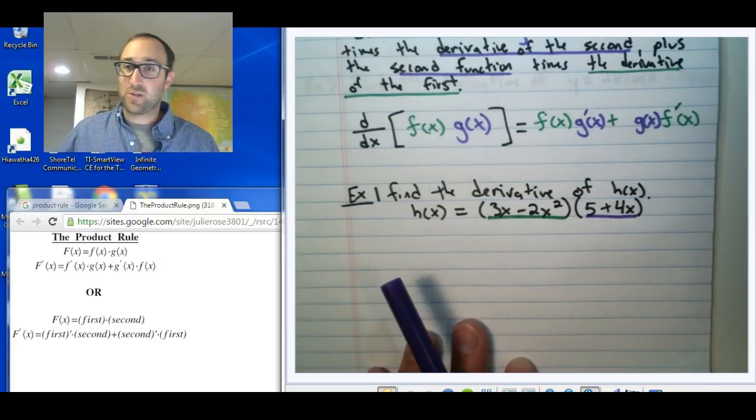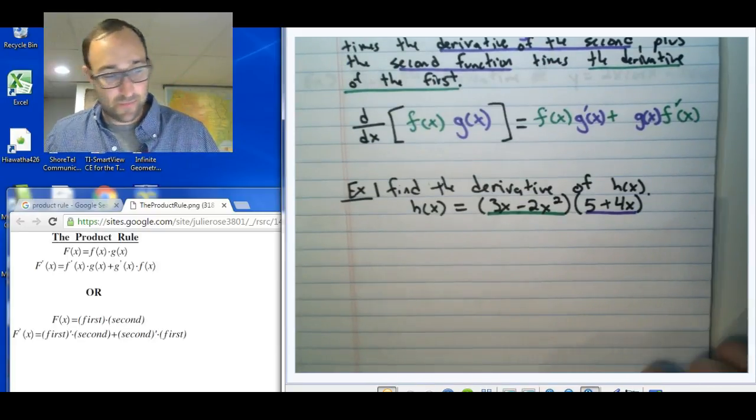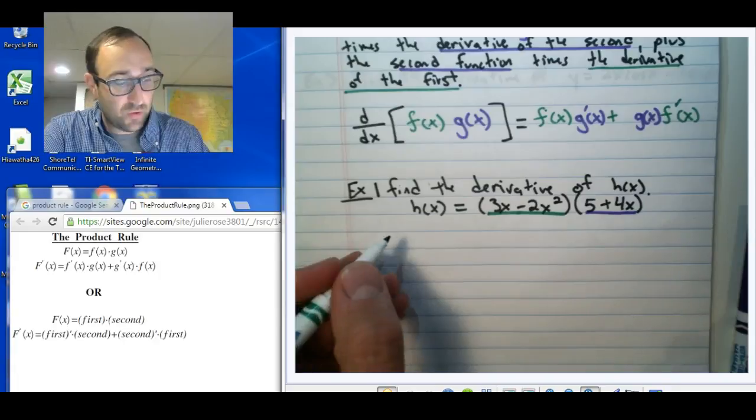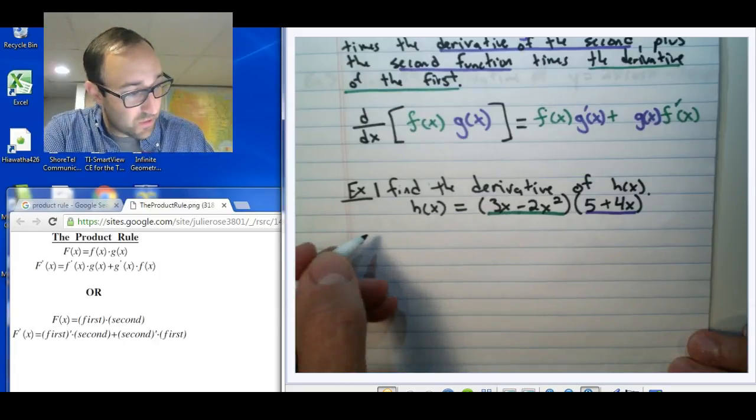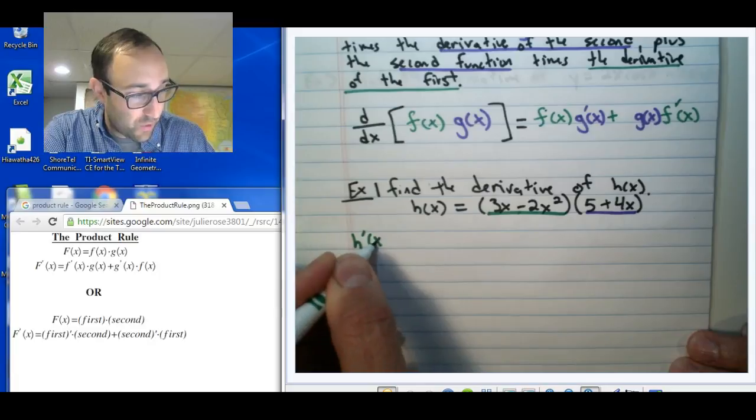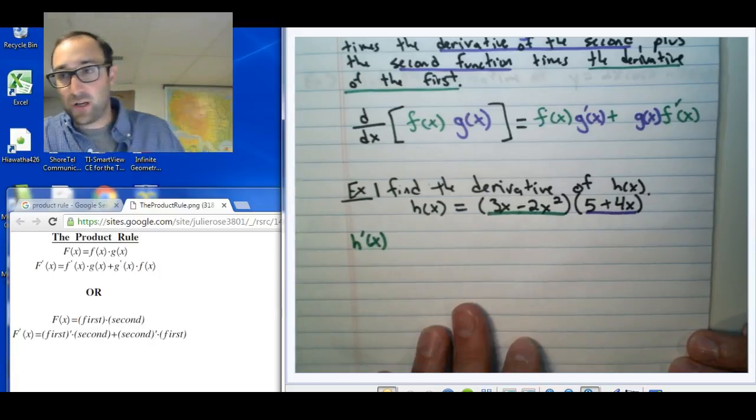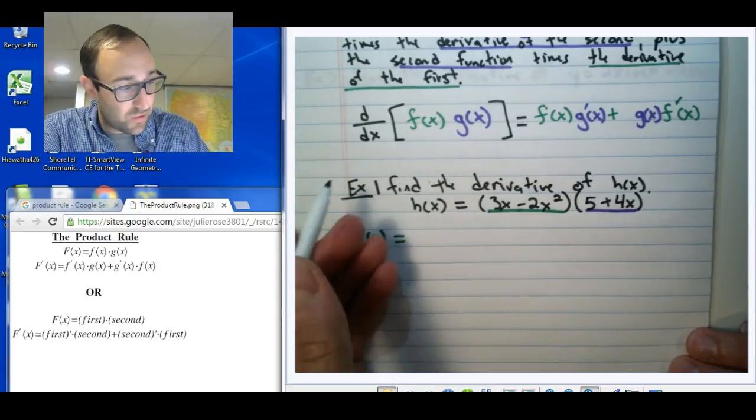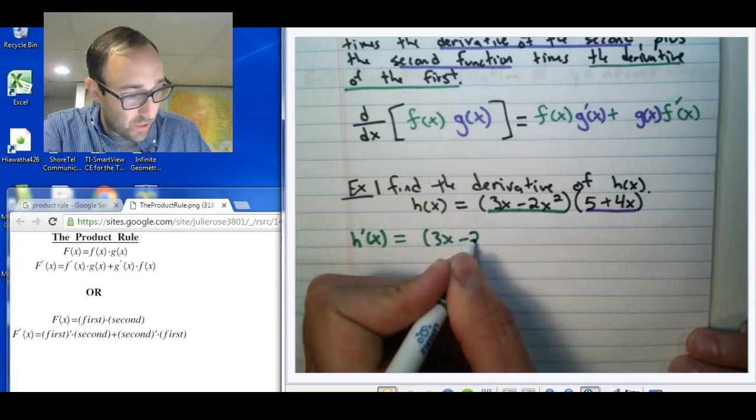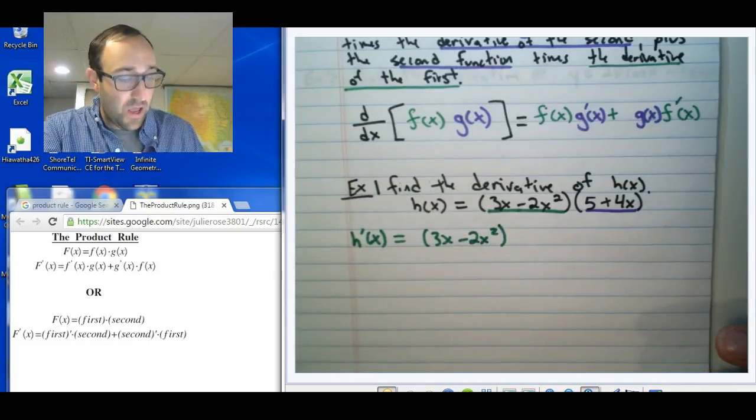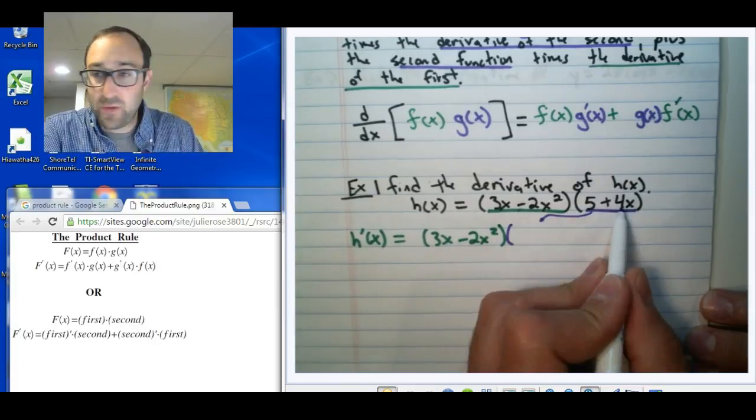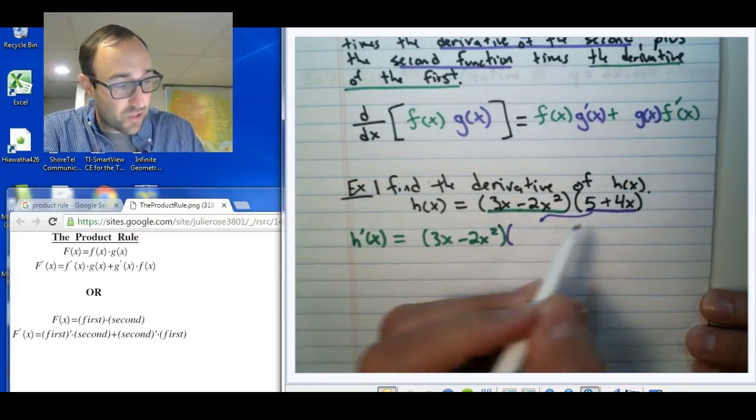Okay, so now let's do this example. We have: find the derivative of h of x. So what I'm going to do is I'm just going to try and write this as best I can. So we can say h prime of x is going to equal the first function. Don't do anything to it. So it's going to be 3x minus 2x squared. Okay, and then I'm going to multiply that by the derivative of the second function. So the derivative of the second function is just going to be 4. Derivative of 5 cancels out, so it's just going to be 4.